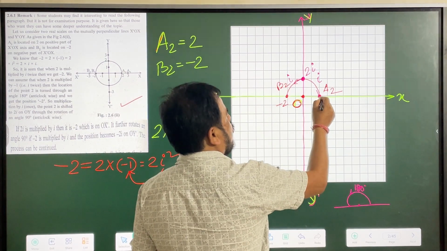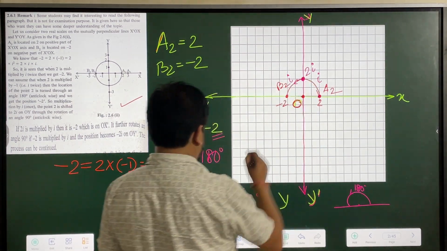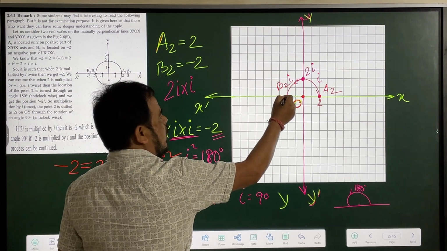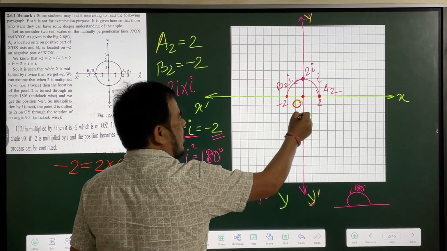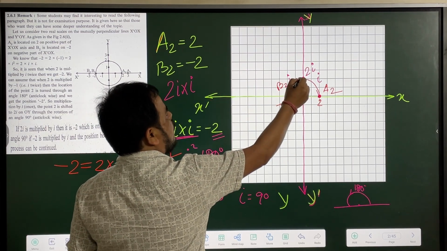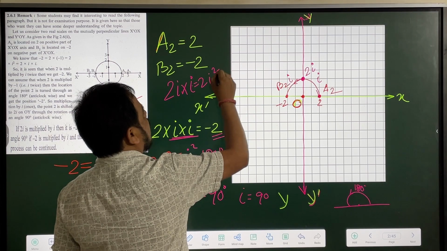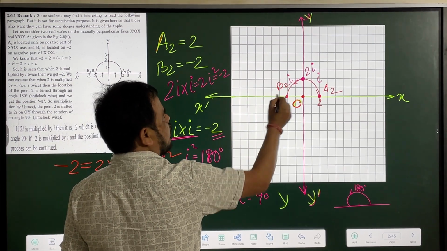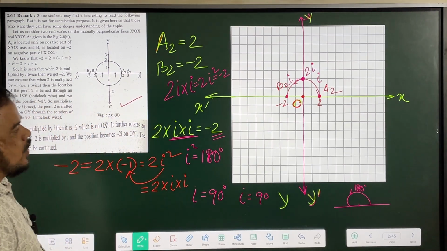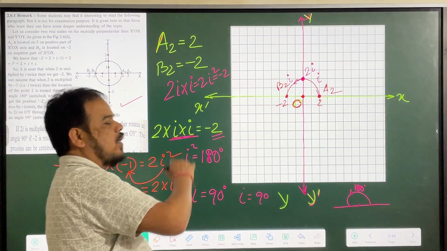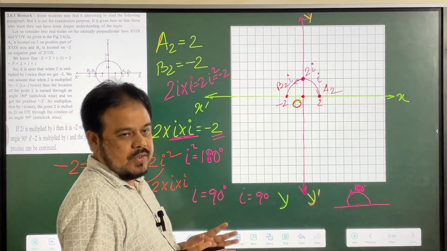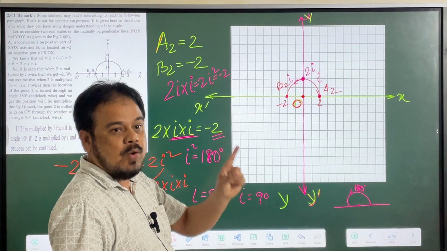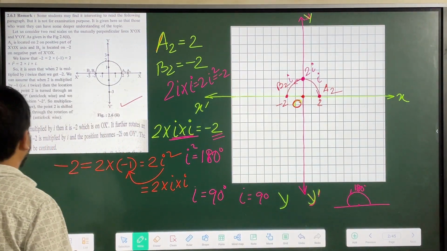So look here, this is 2, this is 2i. With this 2i, if we multiply by i, that means from here to here i only. 90 degrees means i. So with this 2i, if we multiply by i, it becomes 2i squared. 2i squared is -1 into 2, that is -2. So here it comes. For 180 degrees, we have to multiply by i twice, i squared. For 90 degrees, we multiply only once by i. That is what you have to remember.